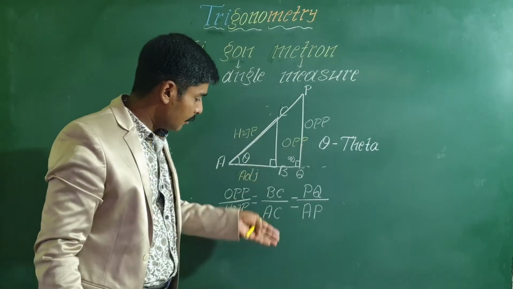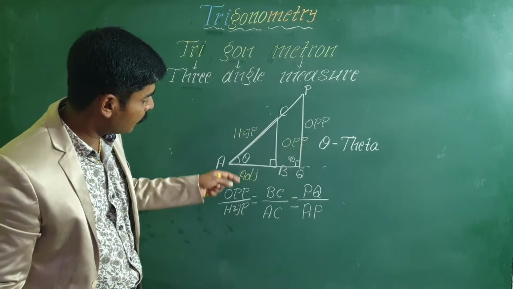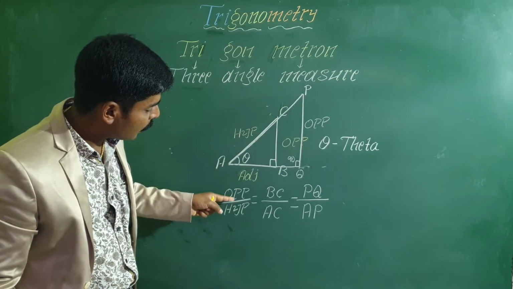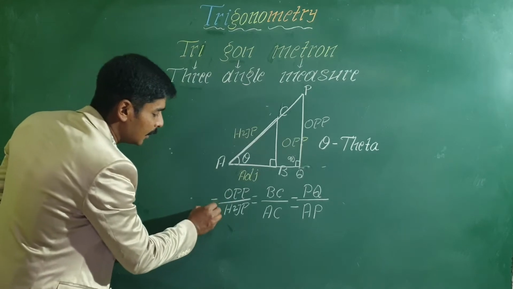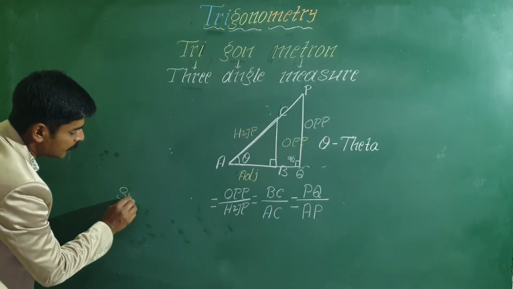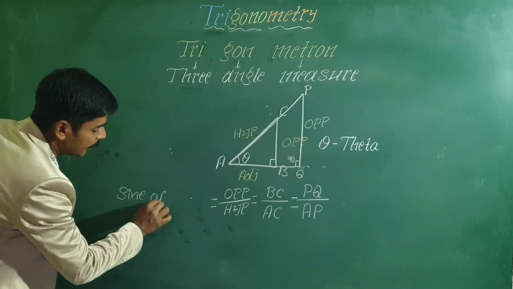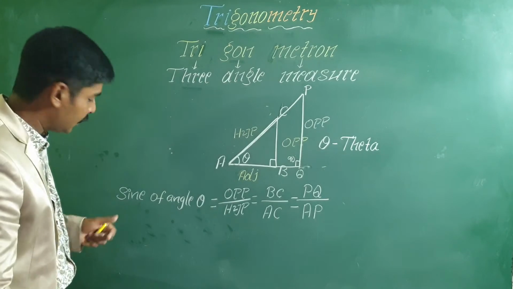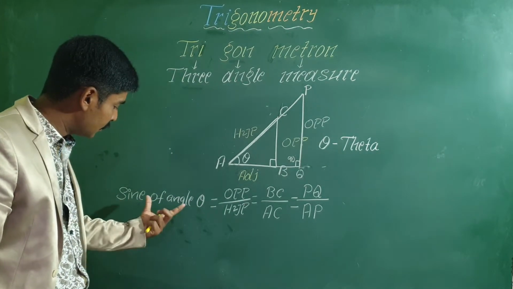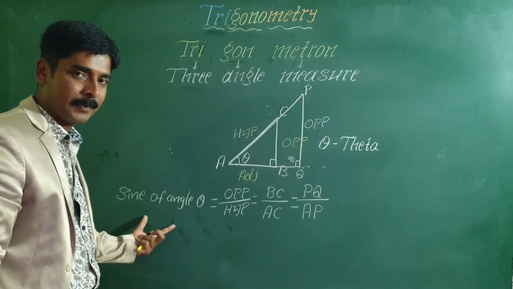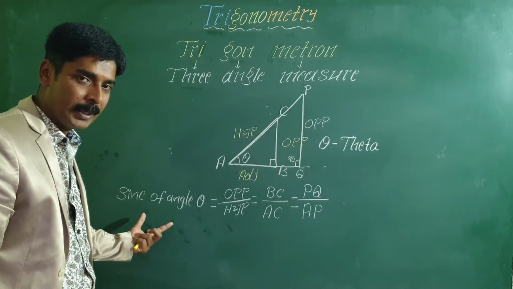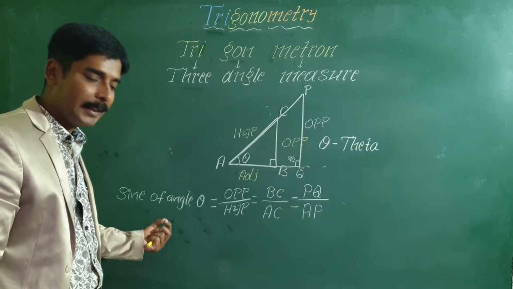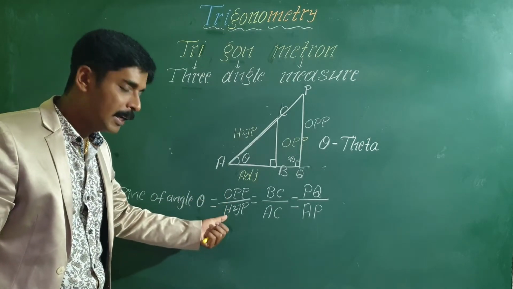The mathematicians found that for a given angle theta in a right angle triangle, the ratio of opposite by hypotenuse is equal to sine of angle theta. What is this sine of angle theta called? This is called a trigonometric ratio. So sine of angle theta, or sine theta, is equal to opposite by hypotenuse.